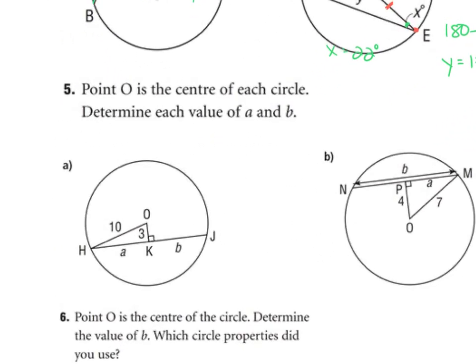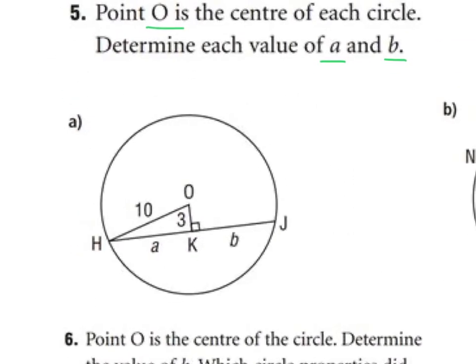For number 5, now we're trying to find side lengths. Point O is the center of the circle, just like always. Determine each value of A and B. If I'm looking here at part A, I see a triangle, and we have our right angle there. I have the hypotenuse, which is 10. I have a leg, which is 3. So if I go square root of 10 squared minus 3 squared, I'm skipping a lot of steps for my Pythagorean theorem because we should know how to do that by now.